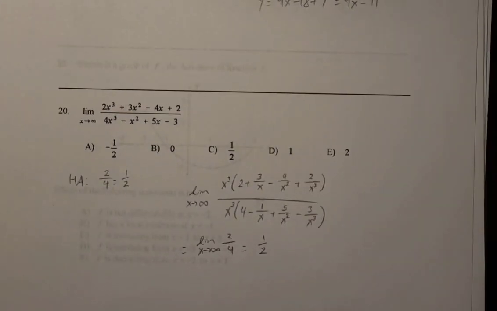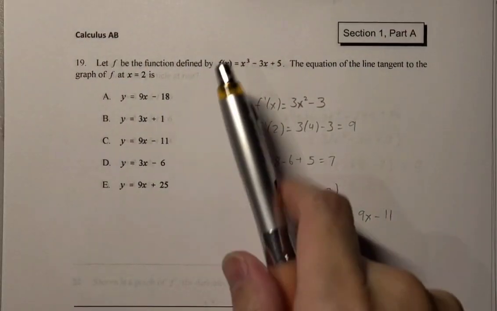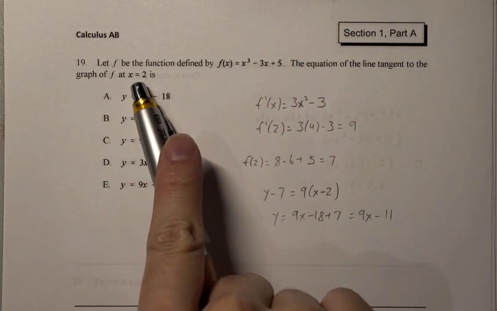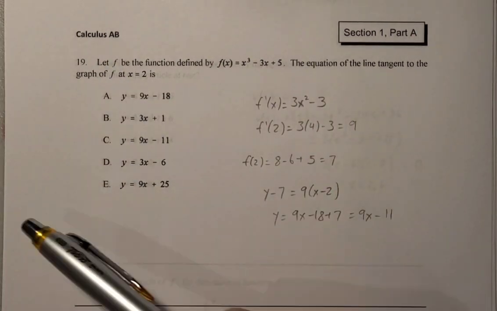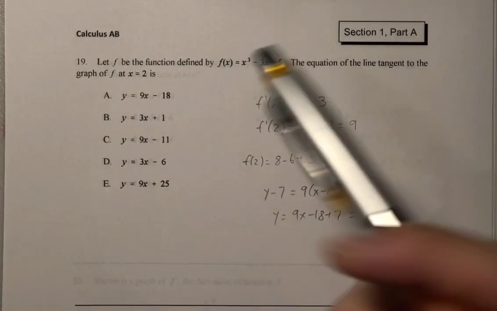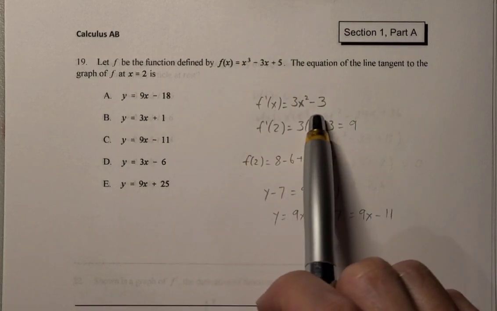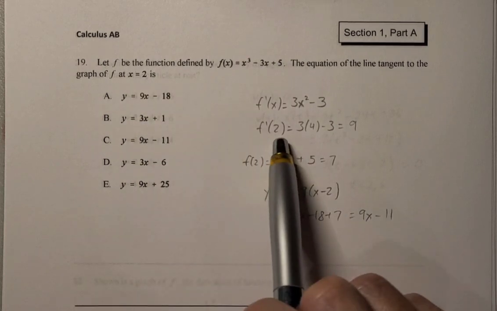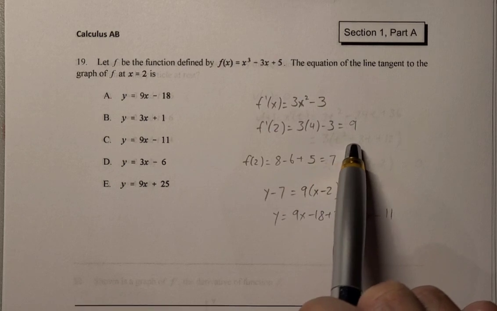Okay, moving on. Let f be the function defined by this guy. Equation of the line tangent to the graph of f at x is 2 is what? So to find the equation of the tangent line, we need a slope and a point. So the slope is the derivative. So let's find the derivative. F prime is 3x squared minus 3. We want the slope of the tangent line at x is 2. So f prime of 2 is 3 times 2 squared, which is 4, minus 3, so that's 9.